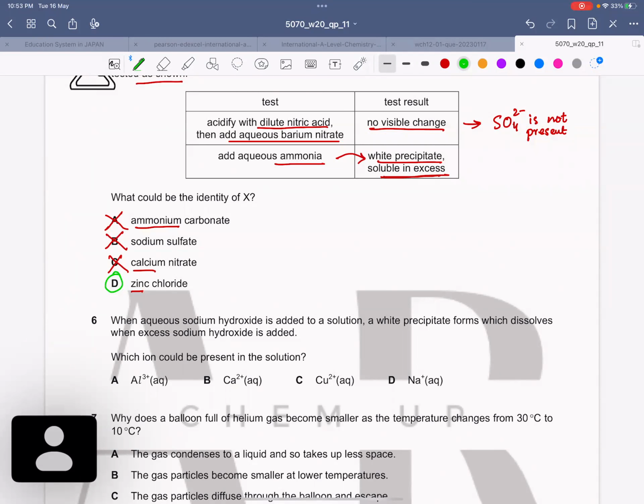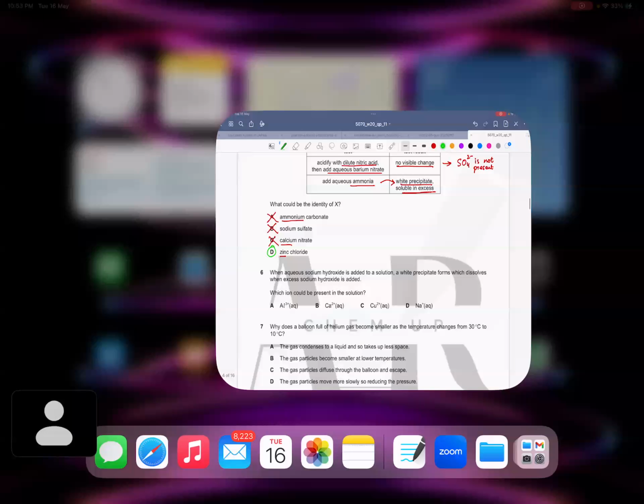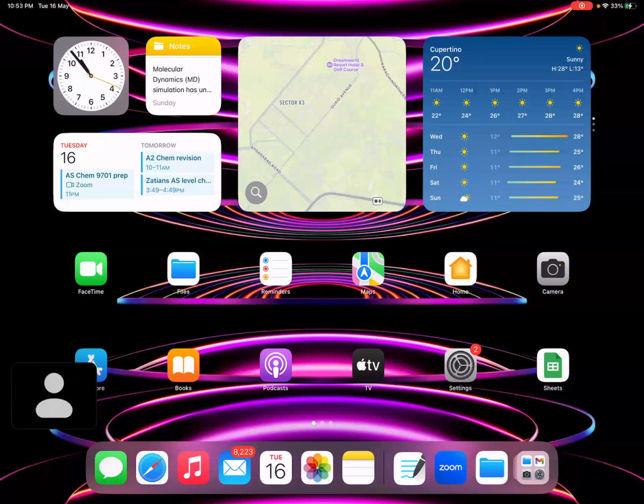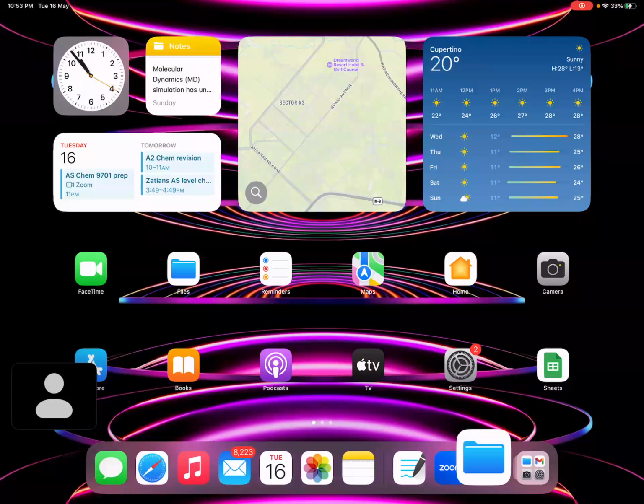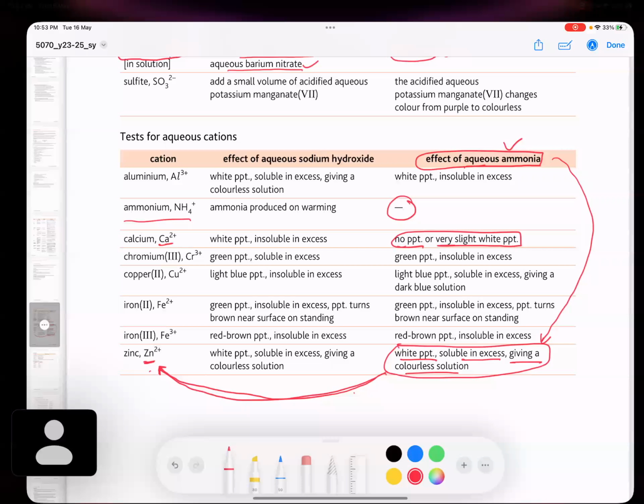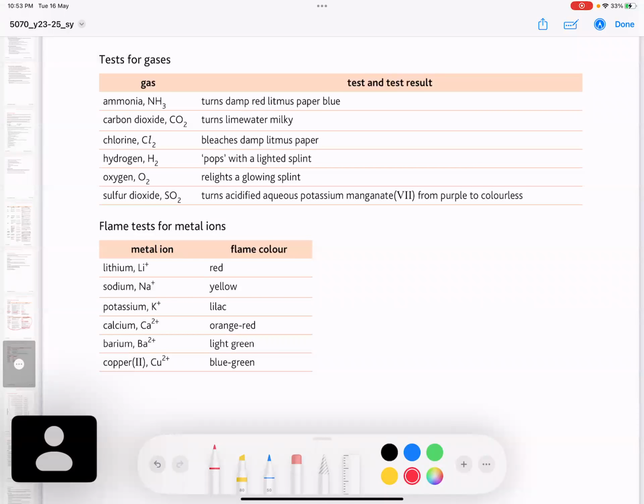Yes, sir. Okay. Everyone, you have to remember these cation and anion tests, the tests for gases, and the flame test, because they can be asked in the paper.